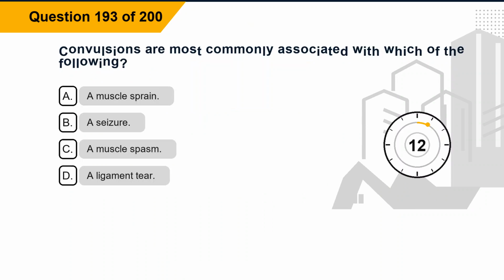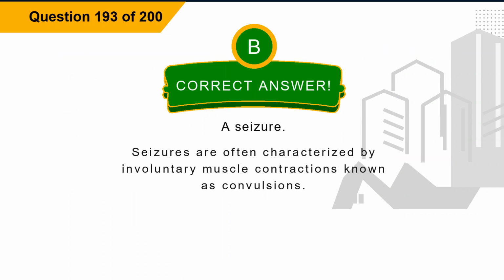Question 193. Convulsions are most commonly associated with which of the following? Option A. A muscle sprain. Option B. A seizure. Option C. A muscle spasm. Option D. A ligament tear. The correct answer is option B. A seizure. Explanation. Seizures are often characterized by involuntary muscle contractions known as convulsions.